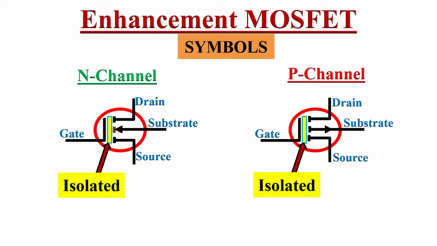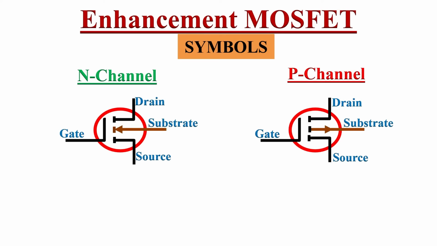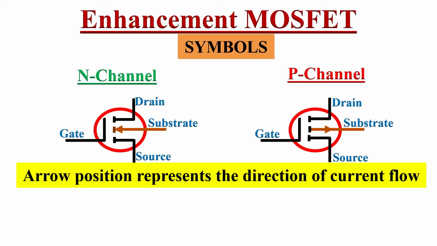In some MOSFETs, substrate terminal is also available. So, in that case, MOSFETs are represented by these symbols. Now, if you observe the N-channel and P-channel MOSFETs, then the only difference is the direction of this arrow. If it is going inwards, then it indicates N-channel MOSFET. If it is going outwards, then it indicates P-channel MOSFET. Basically, the arrow position indicates the direction of current flow.